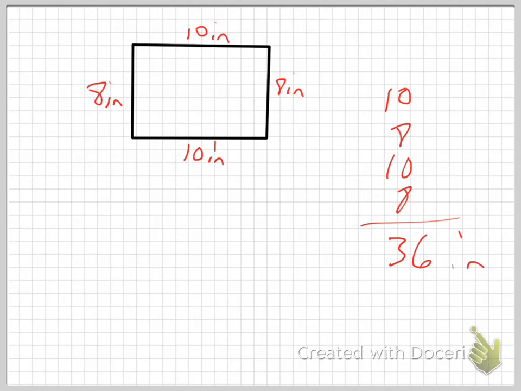It's a distance, right? It's how much string. How long does the string need to be? Does that make sense? Okay. 36 inches total distance around. That's the perimeter. It's a distance.